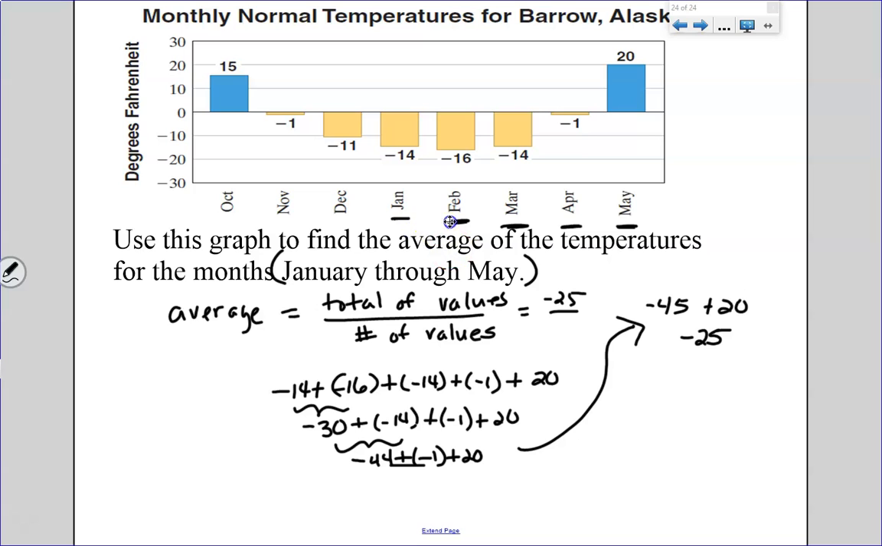How many values are there? 1, 2, 3, 4, 5. So to give my answer, the average would be equal to negative 5. So the average is negative 5 degrees.